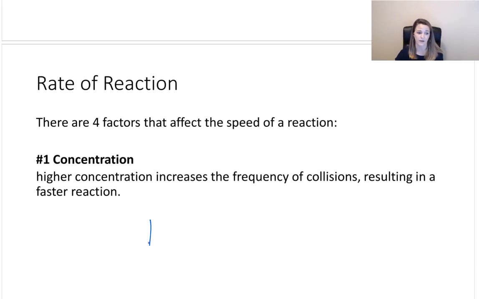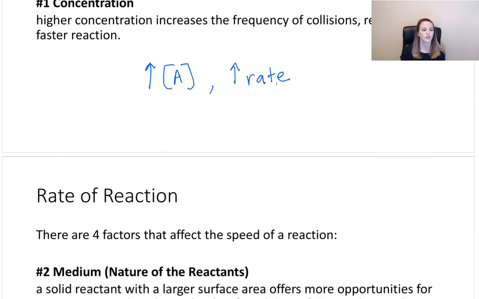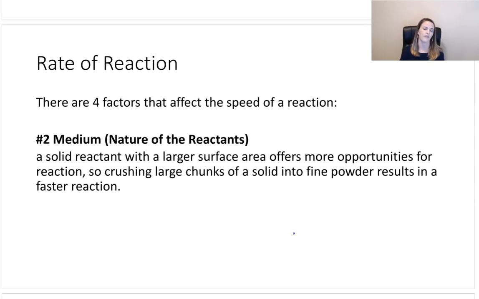The way I like to think about this is that when we have an increase in the concentration of A, remember we just use A in kinetics for our sample molecule, then we're going to have an increase in our rate. Okay, so that's the very first thing that we talked about. Now number 2. The second thing that can affect the rate of a reaction is its medium.